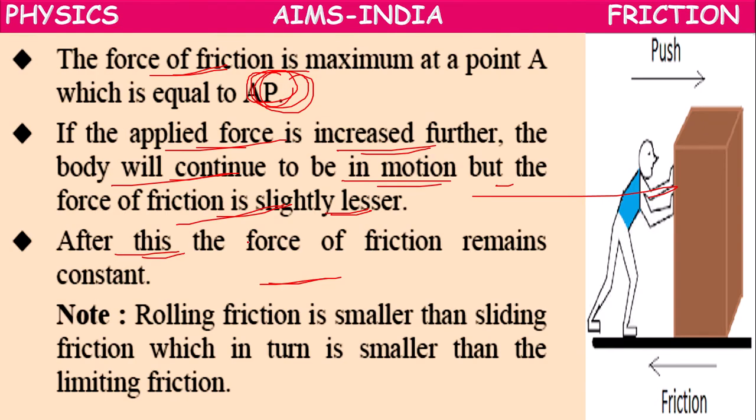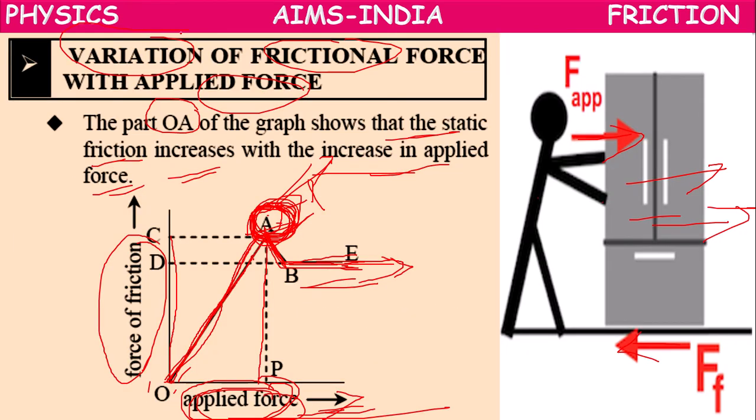So like this, children, the applied force and frictional force are related to each other. In the beginning, as applied force increases, frictional force also increases up to the maximum level. After reaching the maximum level, though we increase the applied force, the frictional force will decrease. Then, though we increase the applied force, the frictional force will become constant.